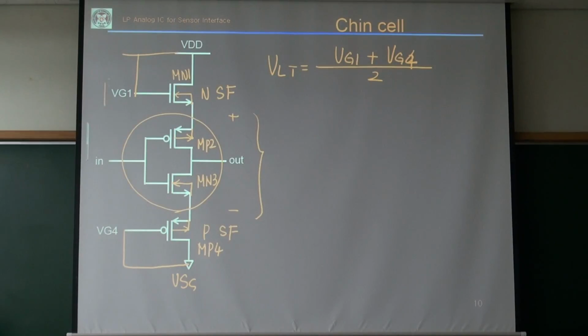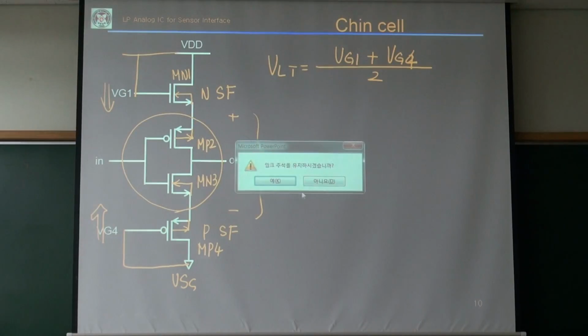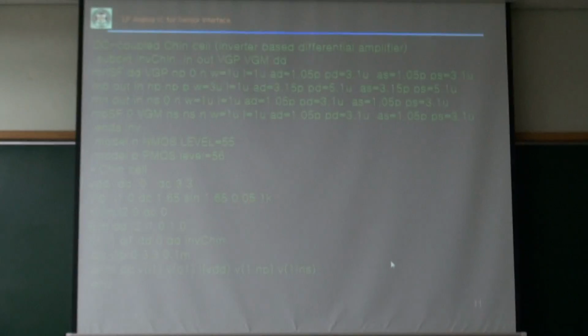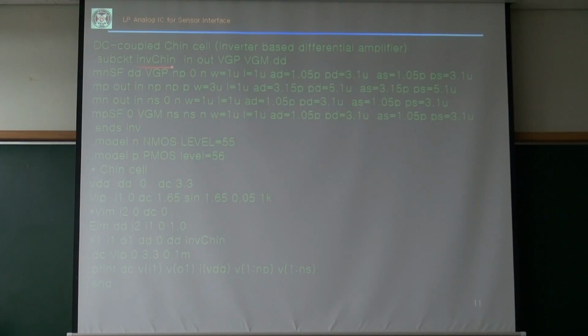We can reduce this VG1, we can increase this VG4, then we can set the gm and the current of this inverter. Do I have it? Okay, yeah, here. Let's look at this netlist first. Yeah, you can see the simple netlist here.